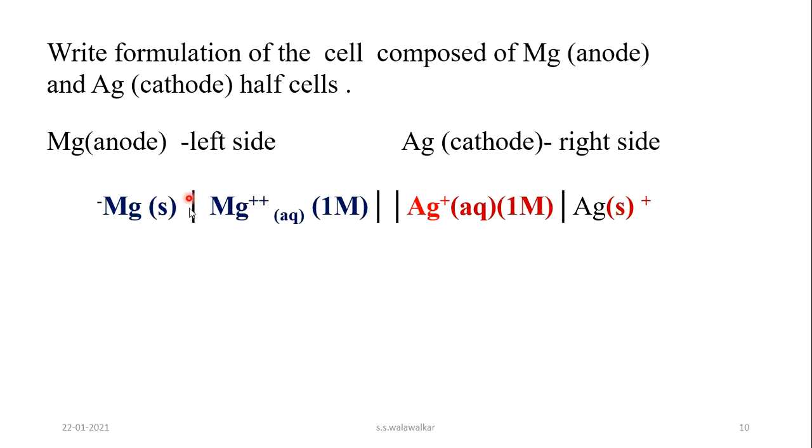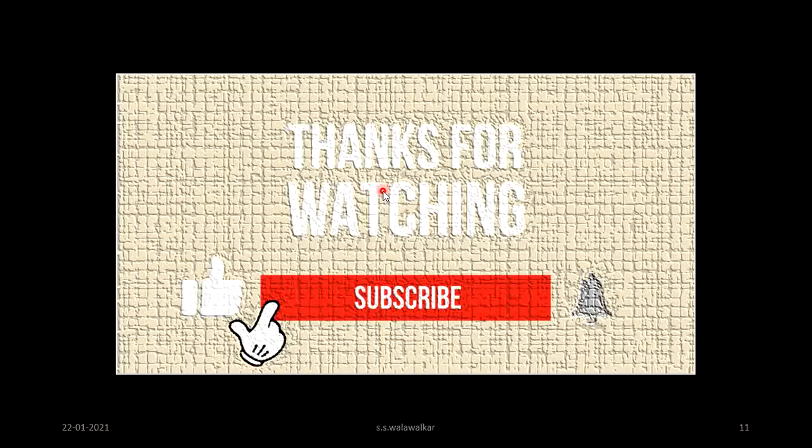The magnesium rod is in contact with magnesium ion solution, and the direct contact between these two is shown by a single vertical line. Like this, the silver rod is dipped in silver ion solution, and the direct contact between these two is represented by a single vertical line. And the concentrations of both the magnesium ions as well as silver ions are written in parentheses, that is, 1 molar. And these two half cells are connected by a salt bridge, and that is represented by the double vertical line. So in this way you can represent any galvanic cell. Thank you.